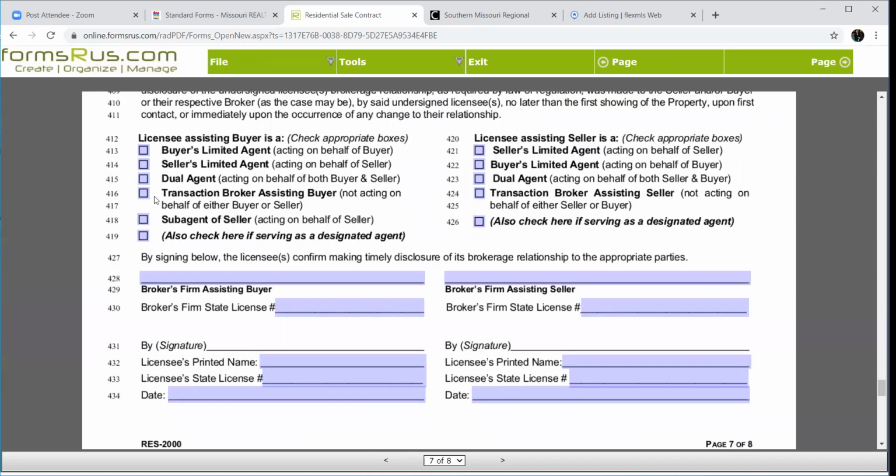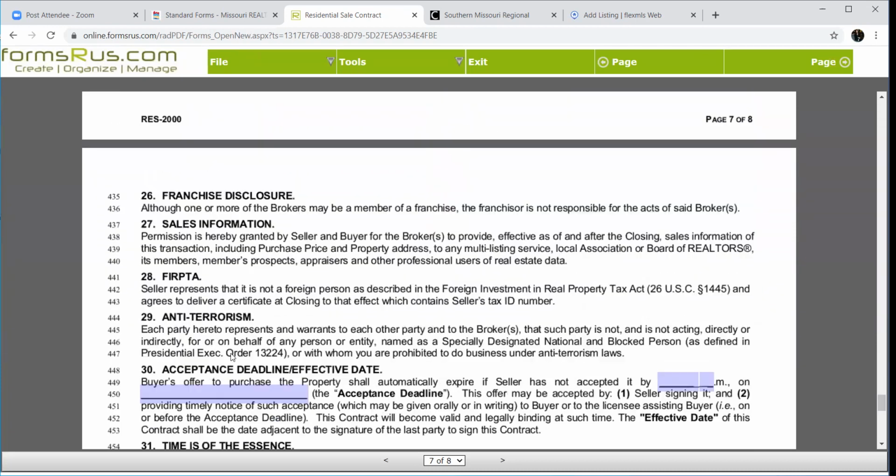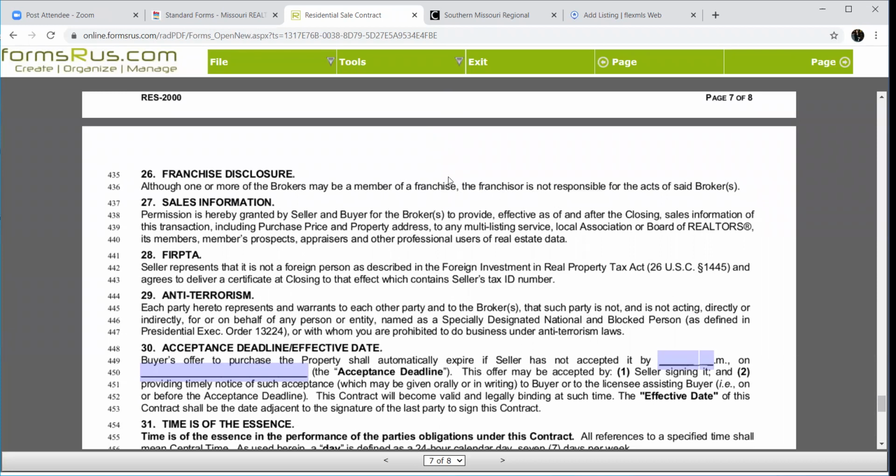Brokerage relationship, you are going to be a seller's limited agent and a designated agent, and or a buyer's limited agent and designated agent. Brokerage firm assisting the buyer, our license number, your information and date. Franchise disclosure, if we're part of a franchise, you can't sue anybody but us. We are going to provide all of this information to the MLS and Board of Realtors unless you tell us not to.